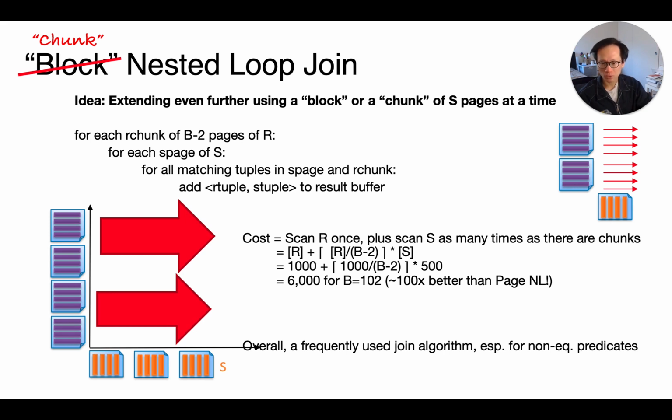You should think about this chunk nested loops join as being your default way to do nested loops join. We can obviously turn B down if we don't have a lot of memory available, or we can dial B all the way up if we have lots of memory, and we can save quite a few IOs. So chunk nested loops join is actually a very viable algorithm, particularly when we don't have an equality predicate, and where we have to actually compare all pairs of tuples.